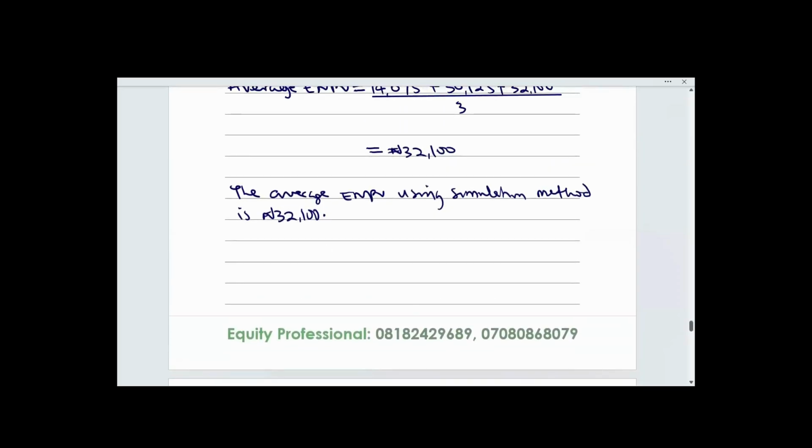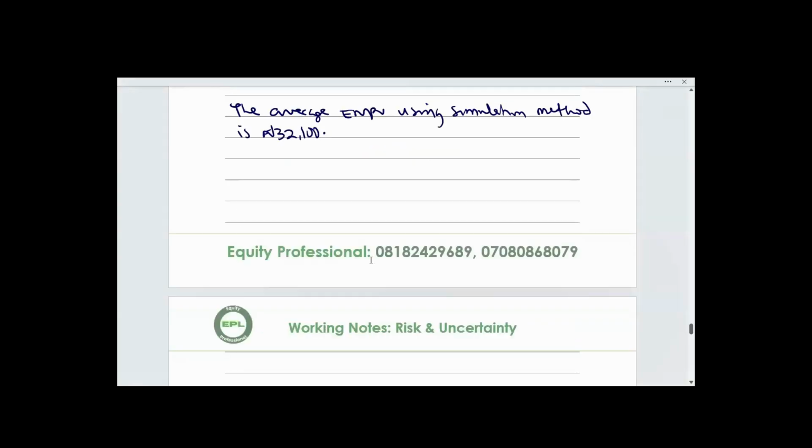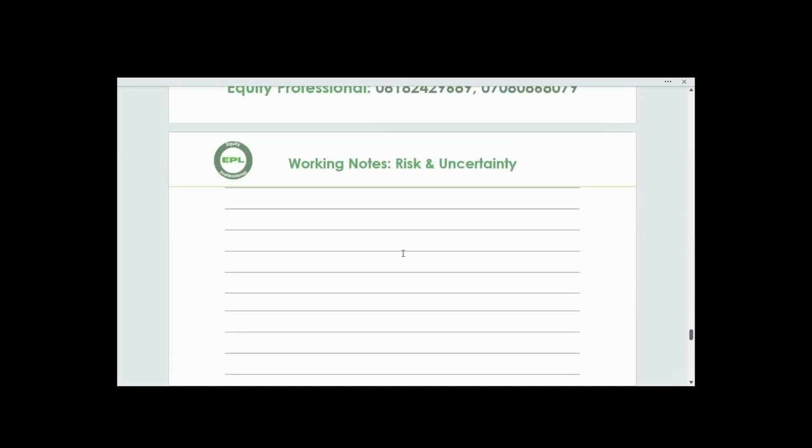Number C, finally, the examiner is asking you to briefly explain why the NPV calculated in A and the one calculated in B may not necessarily be the same. Why are they not the same? Of course, they will never be the same because different methods are employed. In A, we use expected value method to compute NPV. In B, we use simulation method to compute NPV. Therefore, the results will not be the same.